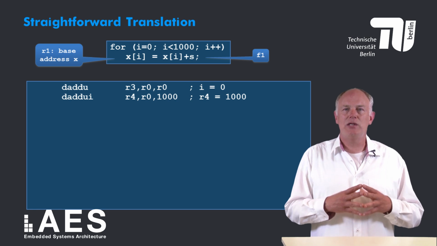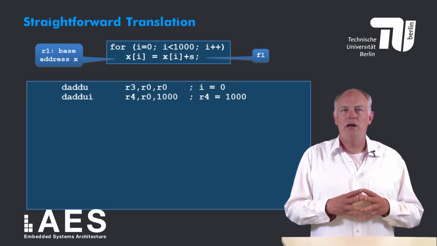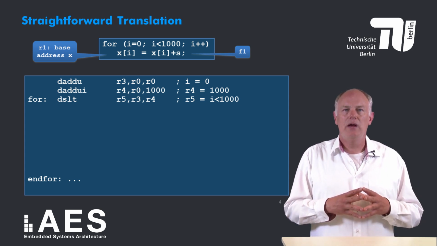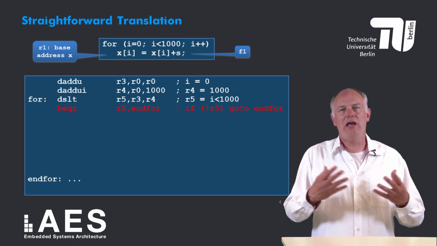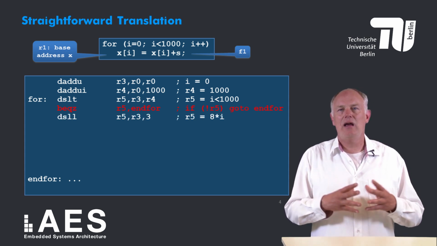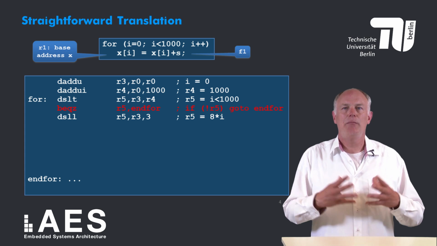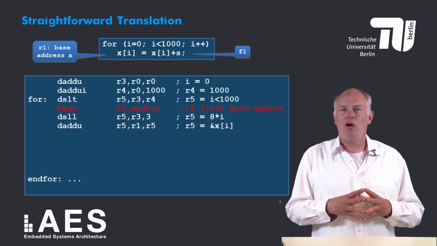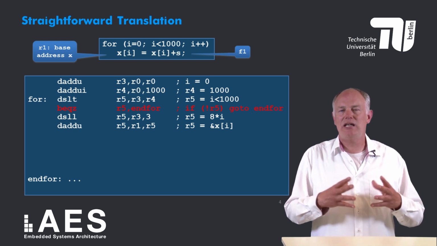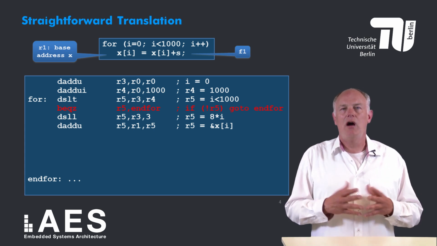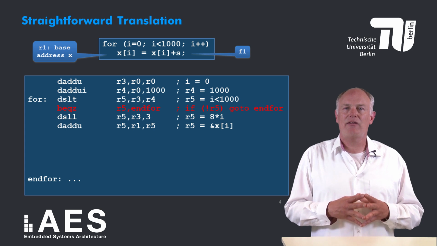First, we initialize I with 0 and R4 with 1000. Then we compare I to 1000 and set R5 if it is true. If R5 equals 0, then we leave the for loop, jump to N4 and continue with the rest of the code. Otherwise, we shift I left by 3 bit positions because 8 times I is the offset in bytes in the array. Then we add this offset to the base address of array X, which is contained in register R1. So after this instruction, R5 contains the address of X[i].